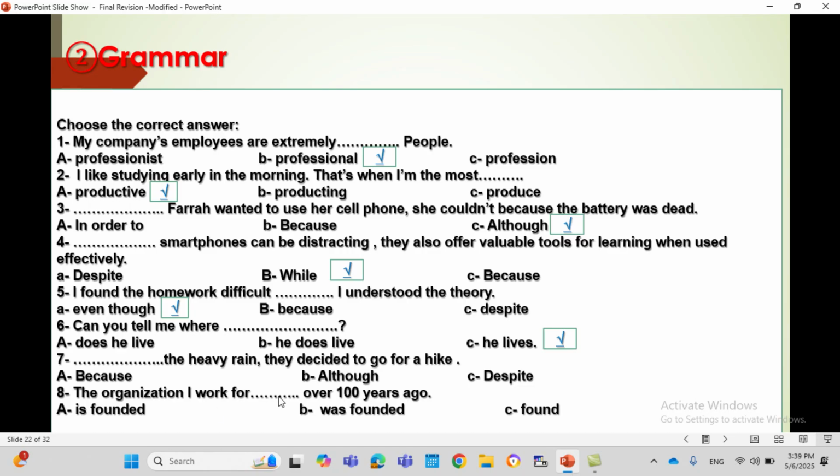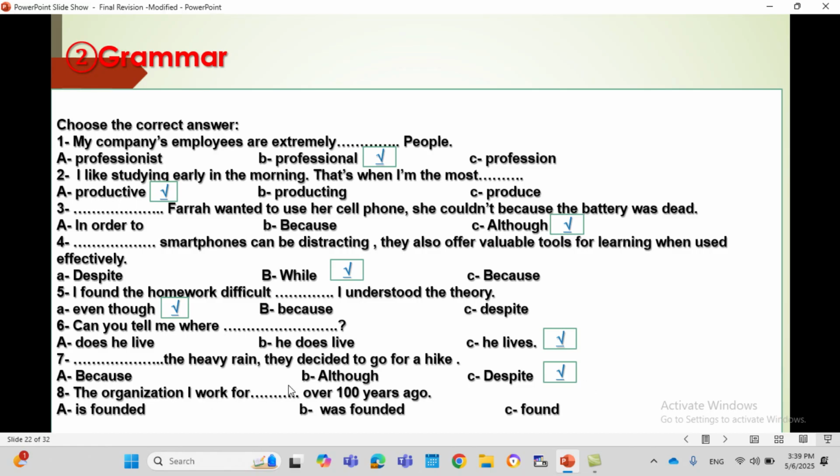They decided to go for a hike. We have 3 choices. As you can see, there is a contradiction: heavy rain on one side, and on the other side, they insisted on going for a hike. So there is a contradiction, and the right answer is despite. As I told you, despite is followed by a noun phrase or verb plus ing. Despite the heavy rain, they decided to go for a hike.